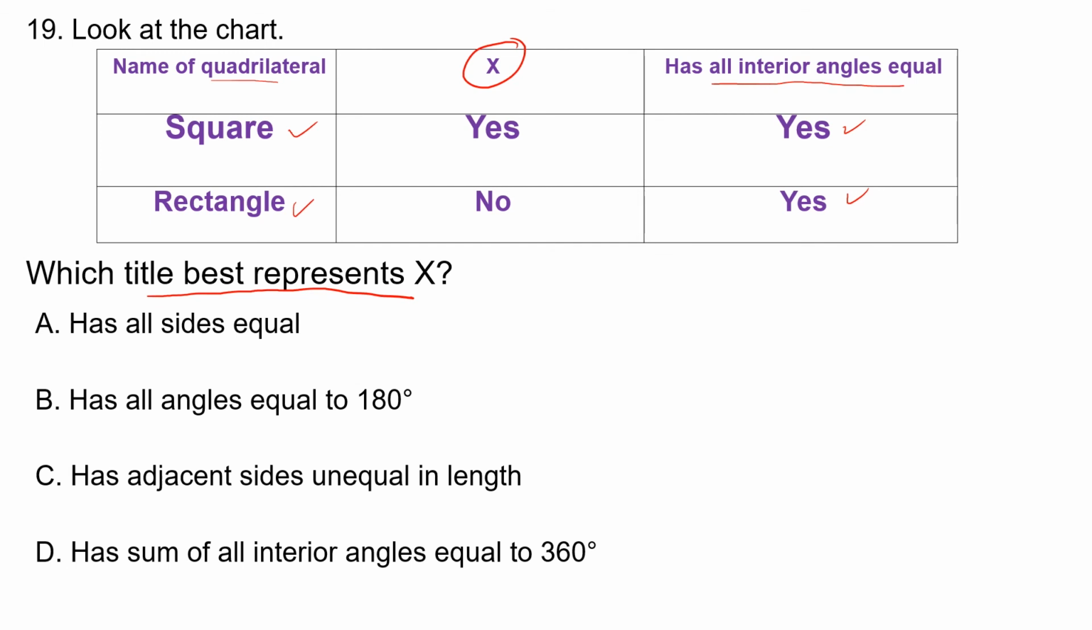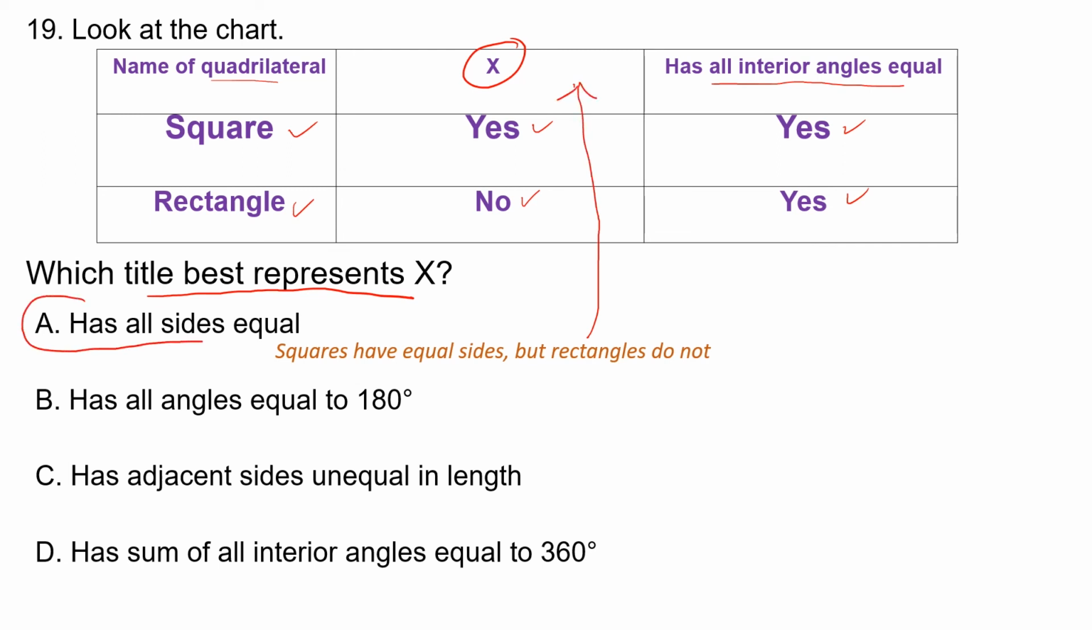So if we look at A, it says has all equal sides. And squares have all equal sides, but rectangles do not. So yes, that will fit a square, but no, it will not fit a rectangle. So actually, we have found our answer. But just keep going, just to do a little more review here. So the answer to this question would be A.